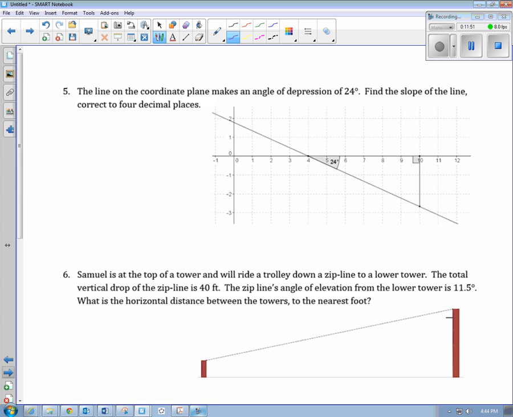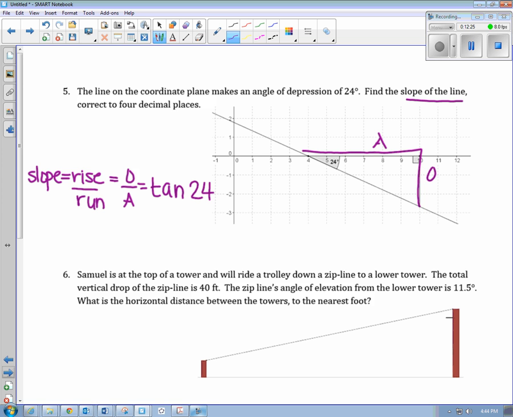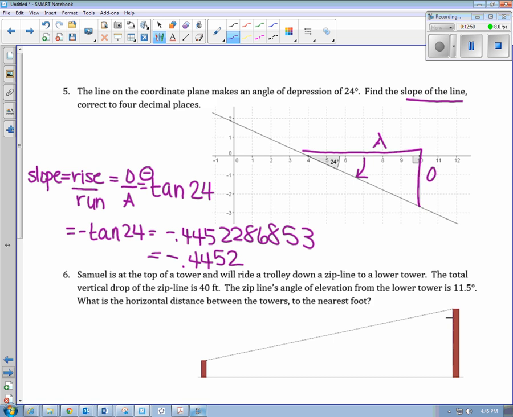For question number 5, this does talk again about the tangent in respect to it actually looking for the slope of the line. Remember, the slope of the line equals rise over run, also equals opposite over adjacent, the rise over the run, opposite over adjacent, which defines tangent for us. And in this case, because it's an angle of depression, it's falling below the horizontal, it's going to be the negative tangent. So this is negative tan 24, which when I type that on my calculator, gives me a big decimal. Rounded to 4 decimal places.